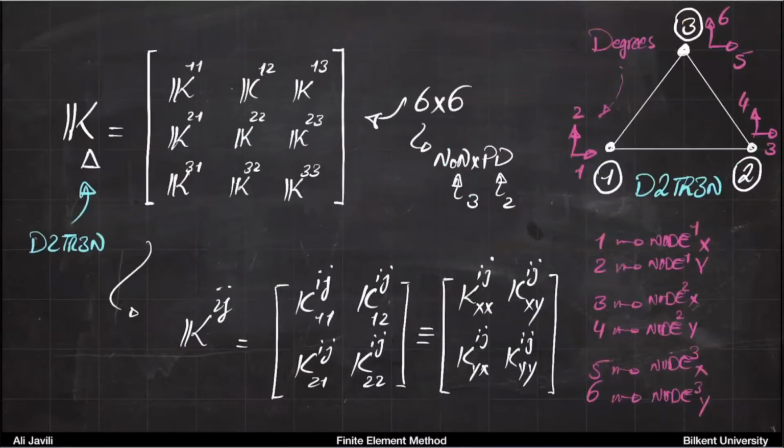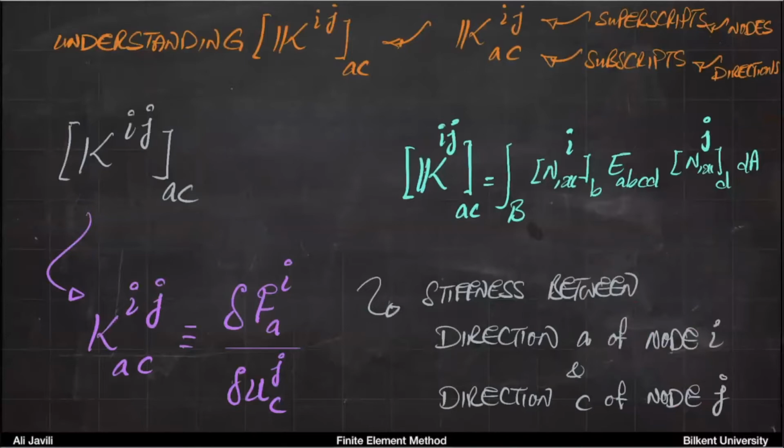All right, so now if you think of a triangular element, for instance, that thing that we just discussed happens several times. So let's identify this thing. So the I and J, these are the node numbers, right? A and C, these are the directions. So that means I and J, they go from 1 to node per element.